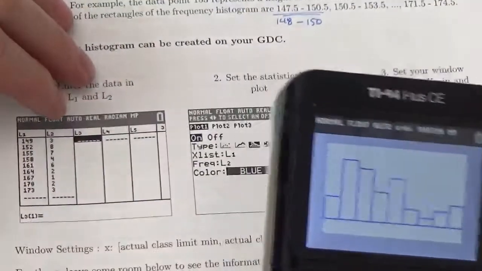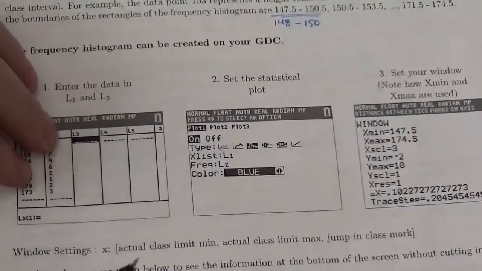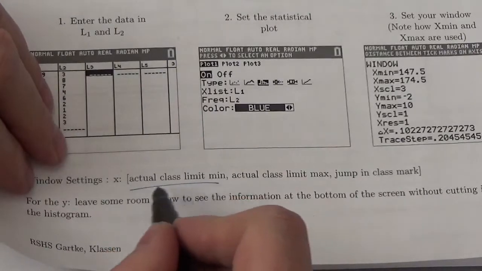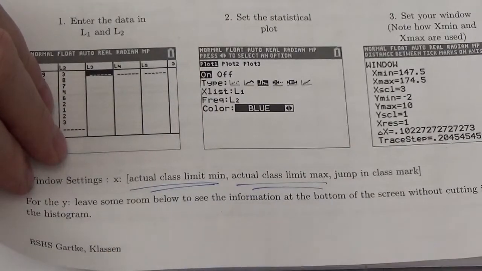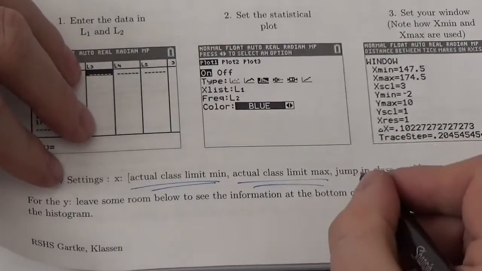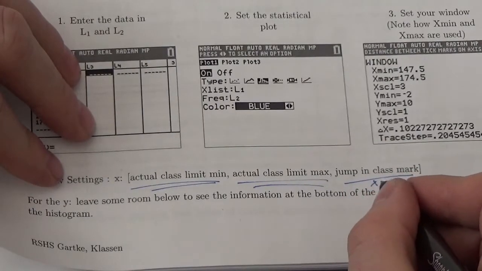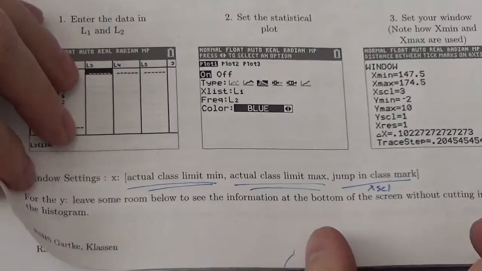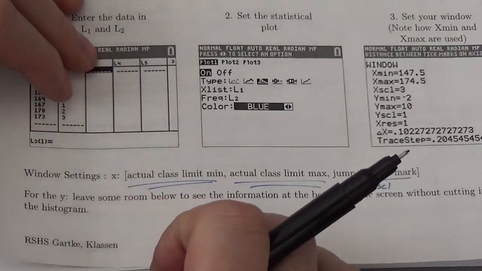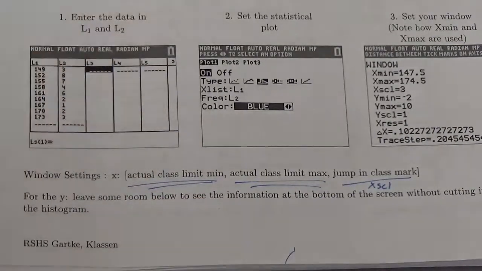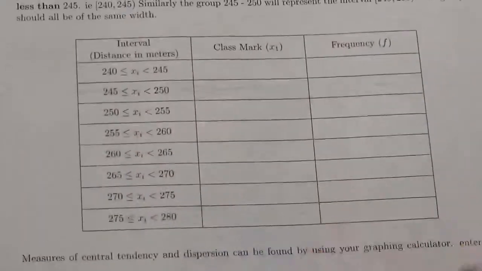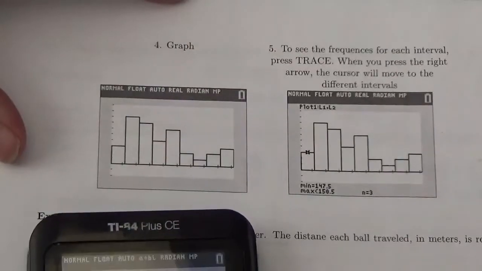Okay? So our window settings here, we want to make sure that we're using the actual class limit minimum and the actual class limit maximum, and then the jump in class mark. Okay, this is going to be the x scale, the width there. And then here we just want to make sure we have a little bit of room in the top and the bottom to be able to see the data. And now, whoops, flip that over and make sure that everything matches up.